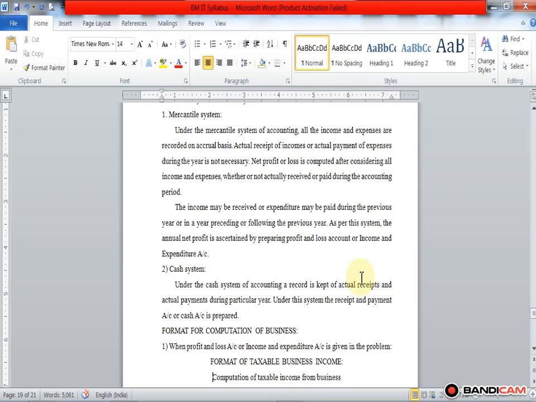While computing the business income in a problem, the profit and loss account or income and expenditure statement is given to you, and according to that statement we have to compute the income of business. In profession, an income and expenditure account or cash statement is given. According to that statement, we have to compute the income of profession, or professional income.